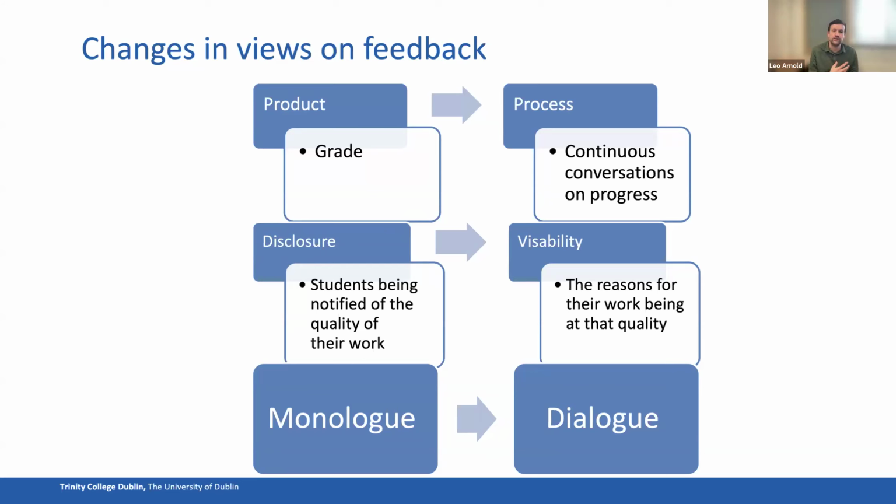We've moved away from students simply being notified of the quality of their work, and we've moved more towards something that we describe as visibility. So the reasons for the students' work being of that quality. What is it that the students are doing that mean that the grade they're getting is not as high as they would like? What are the physical actions that they're taking, which are meaning that the feedback they're getting is at the level that it's getting at?